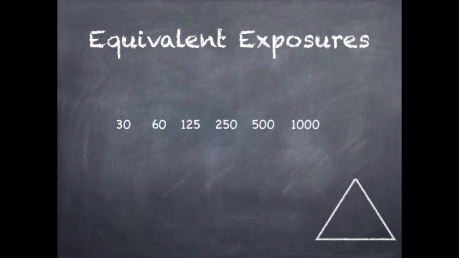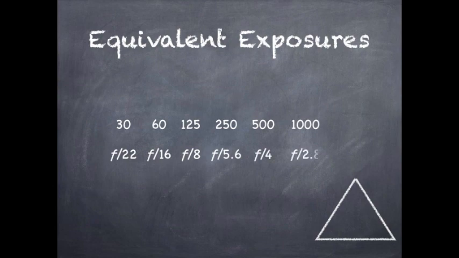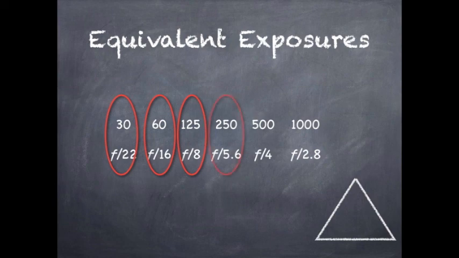If we take a look at shutter speeds and remind ourselves once again that these are fractions with numerators over the denominators of the numbers, and we pair them up with apertures that are one whole stop jump from one to the next, we can remind ourselves that each one of these is an equivalent exposure. A 30th of a second at f22 is the same as a 60th at f16, and a 125th of a second at f8 is the same as 250th of a second at f5.6.